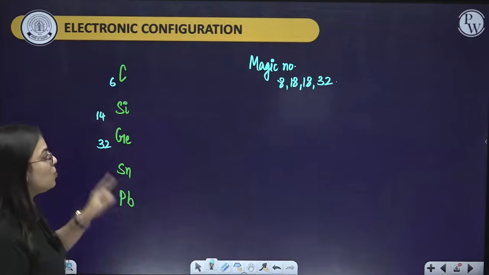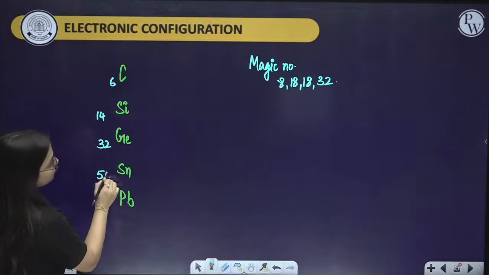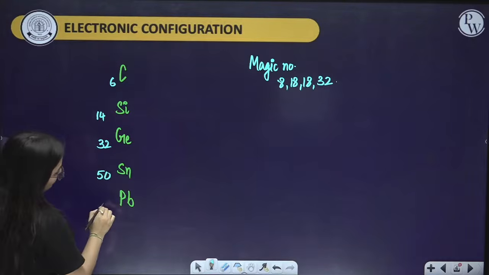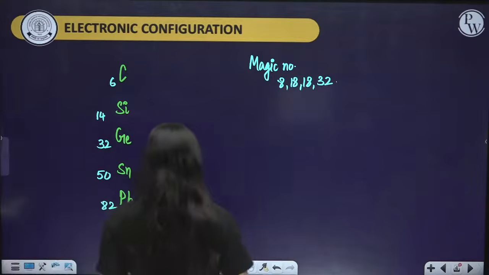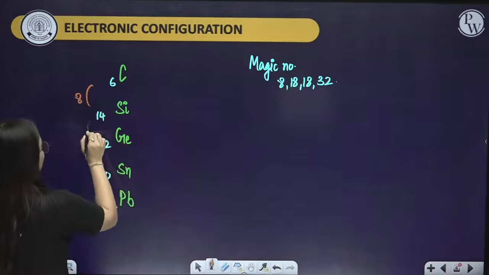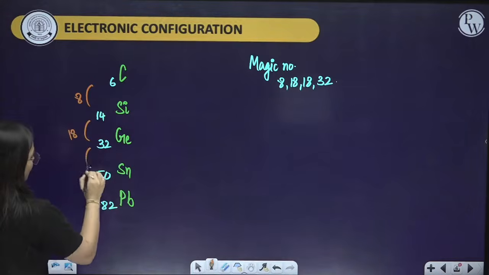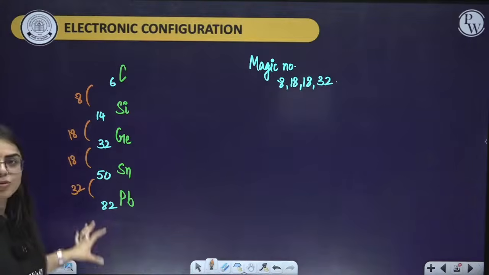Now 32 plus 18 comes out to be what, ma'am? It is basically 50. Now 50 plus 32 is basically 82. Clear, everyone? So these are the atomic numbers that I have written. It's very simple. You have to just add 8, then 18, then 18 and then 32. You just have to add these numbers.